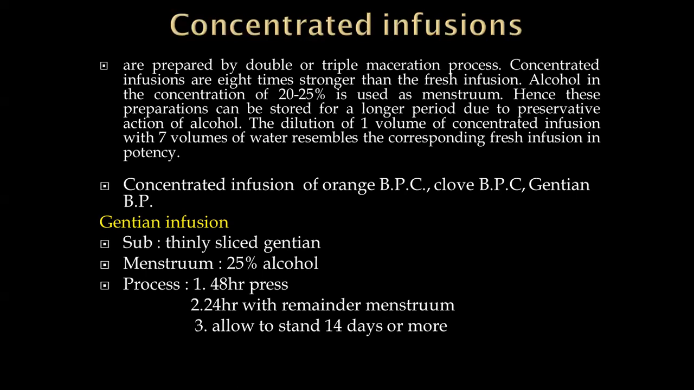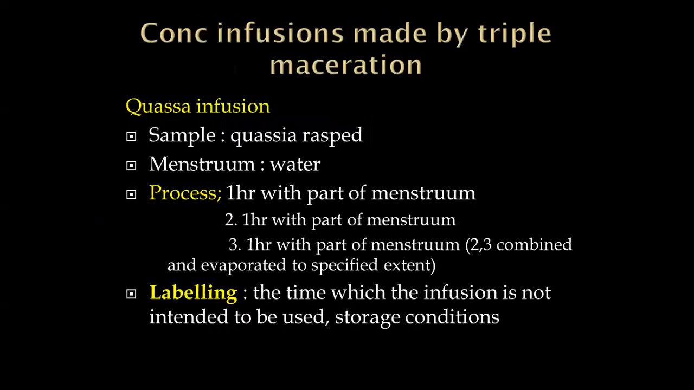Since it contains alcohol as a menstruum, there is no microbial attack, so you can store it for a longer duration. Whenever required, even for a fresh infusion, you can dilute it. I just take one part of this concentrate, the active constituent, with 7 parts of menstruum. So you can prepare your fresh infusion without any wastage, and you can give it to the patient.